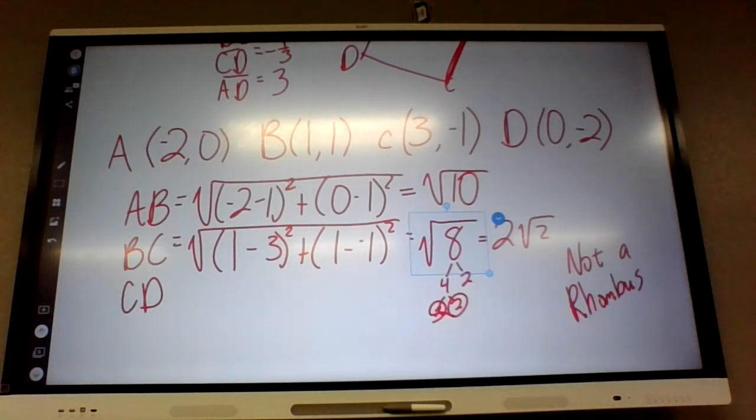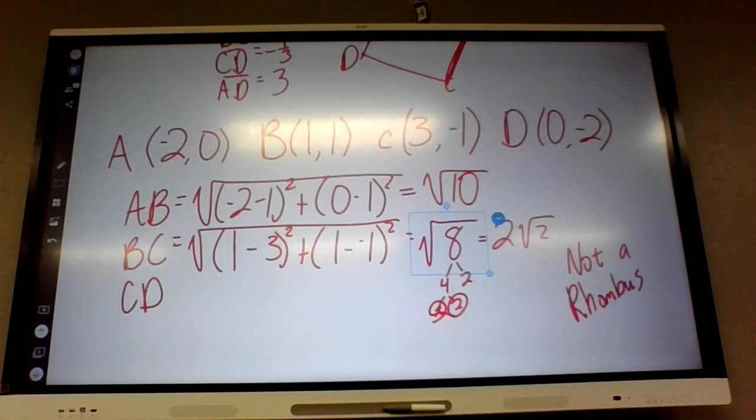If this one's a rhombus, then if my calculations are correct, this one has to be a rhombus. It says it's a trapezoid.